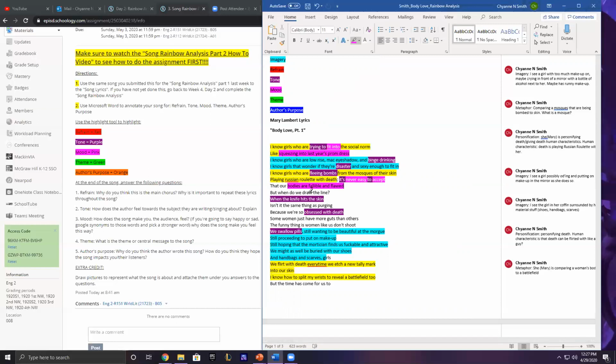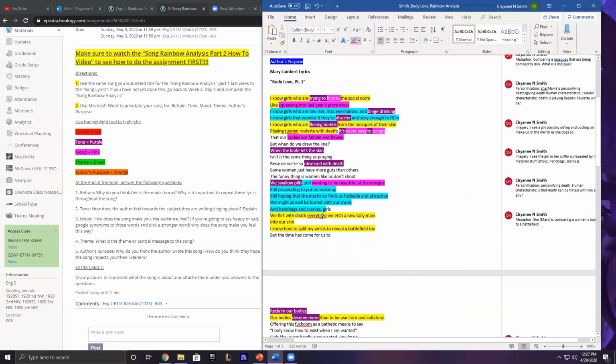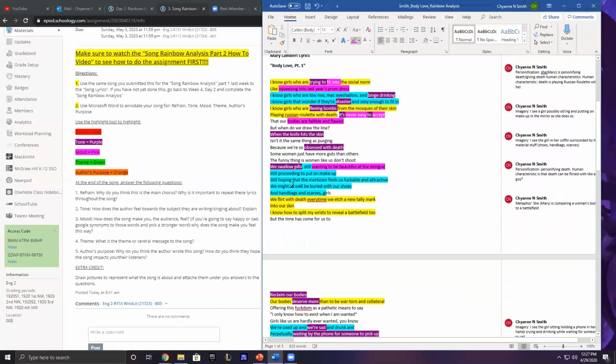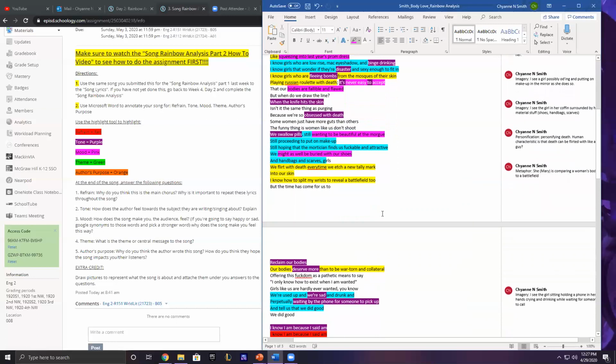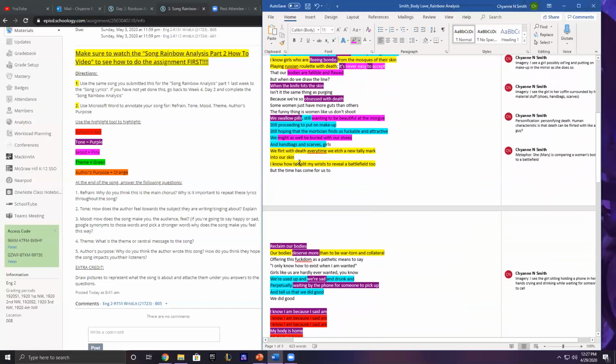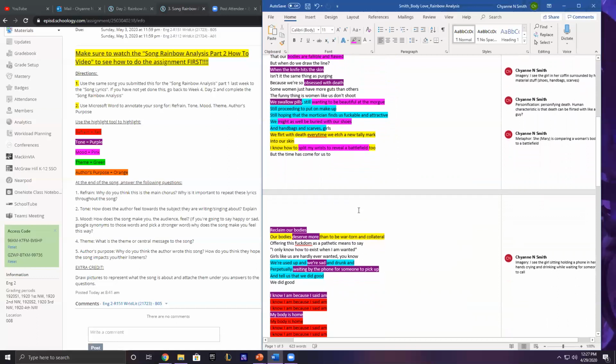Let's see. I thought this moment, "wanting to be beautiful at the morgue," made me feel really sad, you know, the reality of the situation. "This might as well be buried with our shoes." That image, where I put that we should just be buried with our stuff. Ooh, this one, "split my wrists to reveal a battlefield," felt emotional.